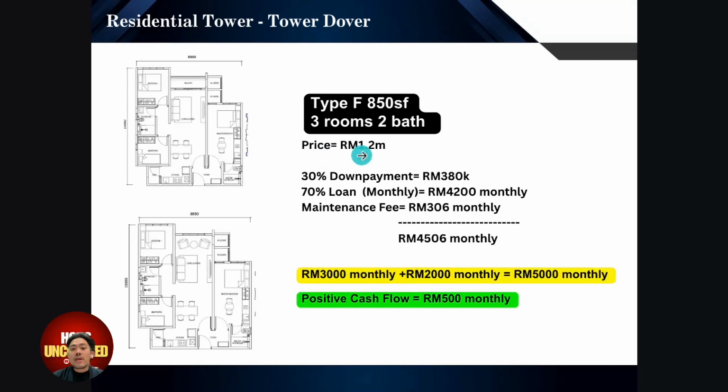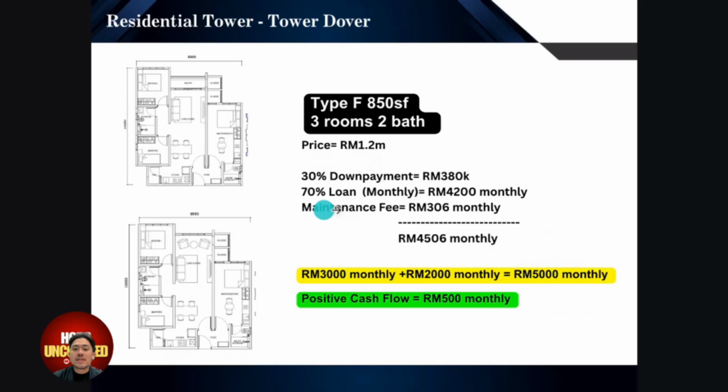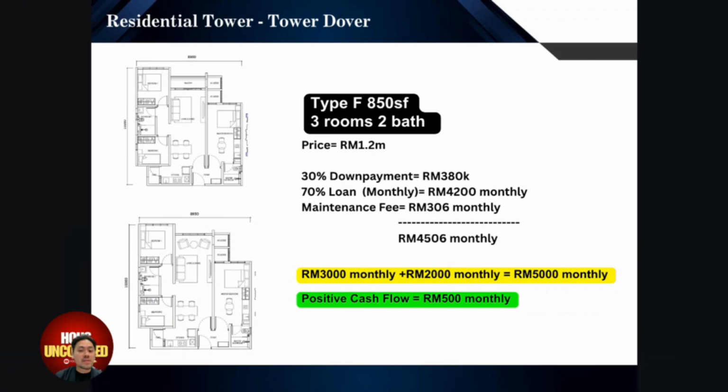Now let's look at the dual key. For the dual key, based on the price of 1.2 million, 30% down payment, 70% loan, the estimated monthly outflow is 4,005. But for dual key, because you can rent out 2 units at once, where one side you can rent as a studio, getting you 2,000, and another side 2 rooms, earning you 3,000, the total is 5,000, and the positive cash flow is 500. So definitely dual key has the highest upside in terms of positive cash flow.